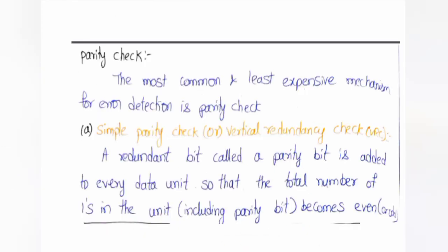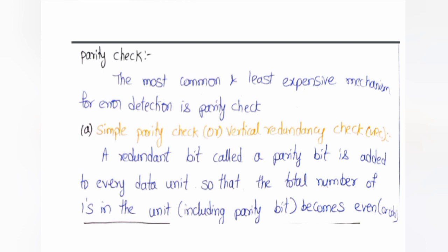So first we'll look at the parity check. The most common and least expensive mechanism for error detection is parity check. Simple parity check or vertical redundancy check. Parity check is again divided into two types, that is simple VRC and LRC. The first one is VRC, that is vertical redundancy check or simple parity check. A redundant bit called a parity bit is added to every data unit so that the total number of ones in the unit, including the parity bit, becomes even or odd.